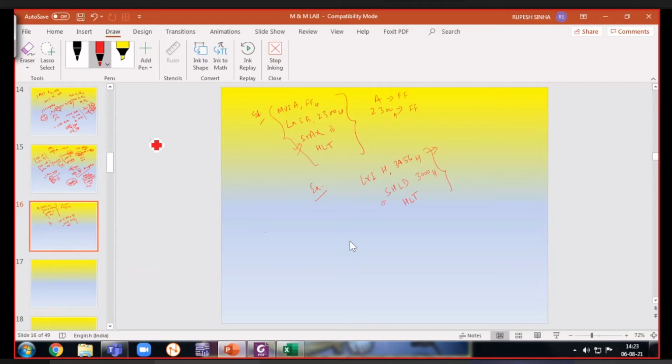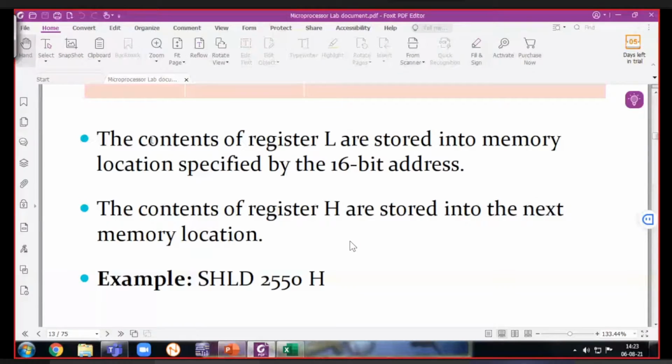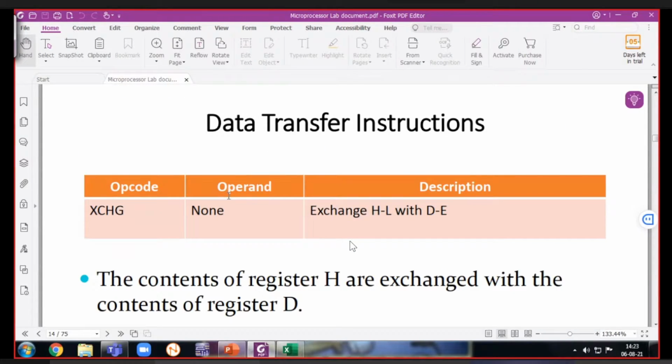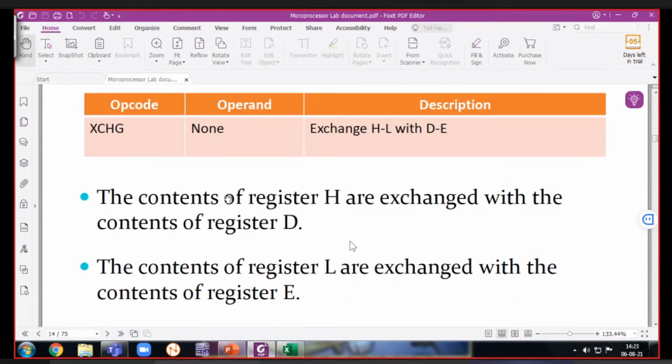Okay, now moving to the next one. That is exchange. XCHG means exchange HL with DE. The content of register H is exchanged with the content of register D. The content of L is exchanged with the content of register E. Higher order register higher order के साथ exchange होगा, H and D. L और E lower order है तो वो आपस में exchange होगा.